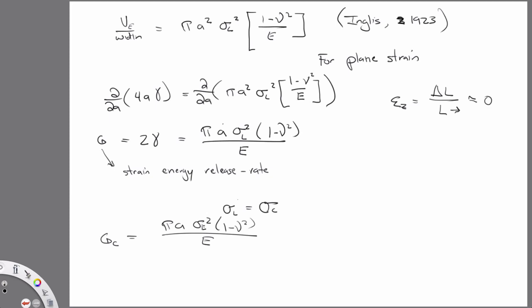So that critical value of strain energy release rate, that's a material property.